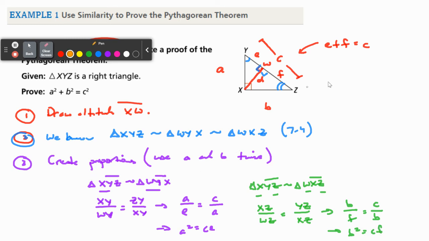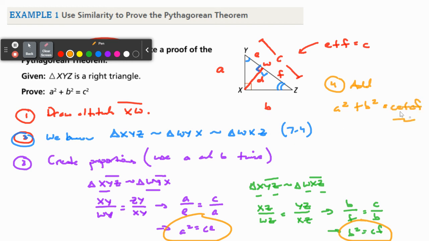And now step 4 over here, we're going to combine. So we're going to add, right? It's going to be a little bit more, but we're going to add. We're going to take a squared and add it to b squared. So that's here and here. We're taking the left sides and adding them. Then the right sides would add together, equals ce plus cf.